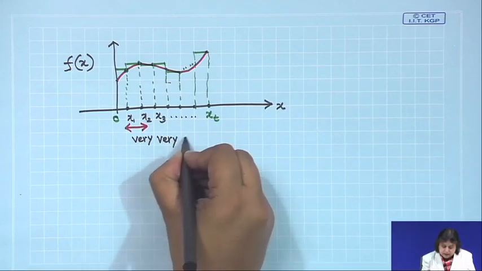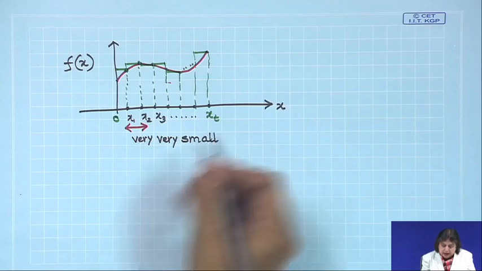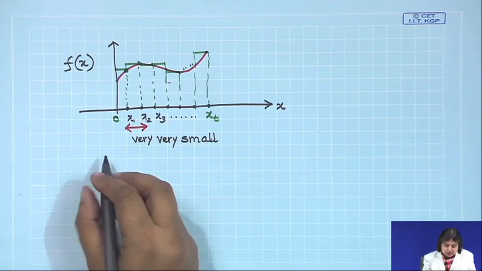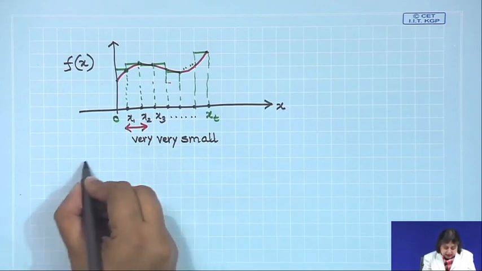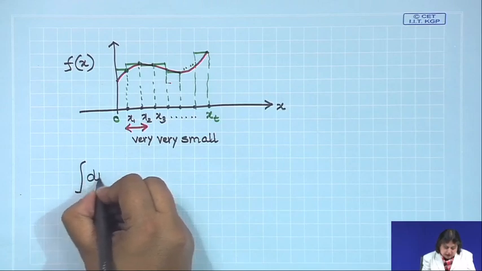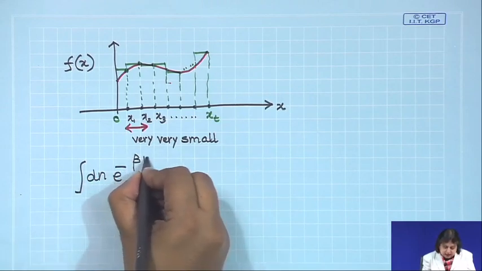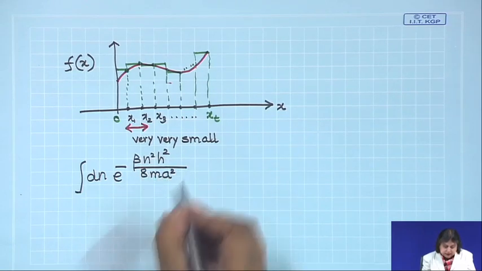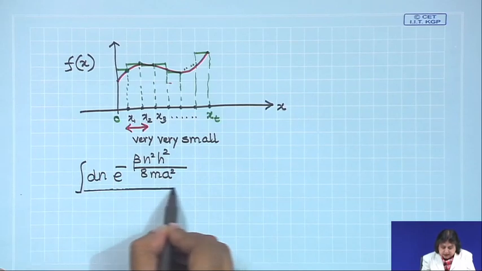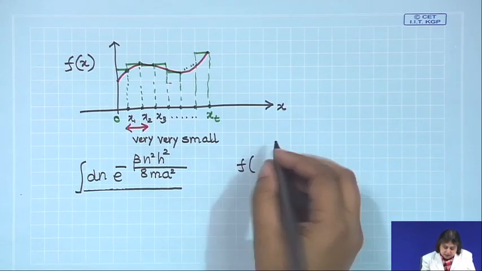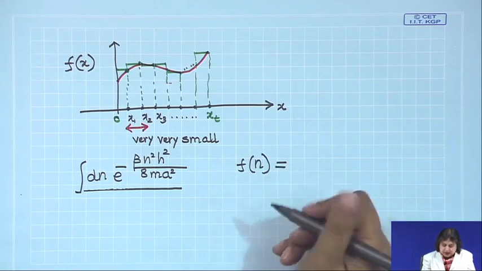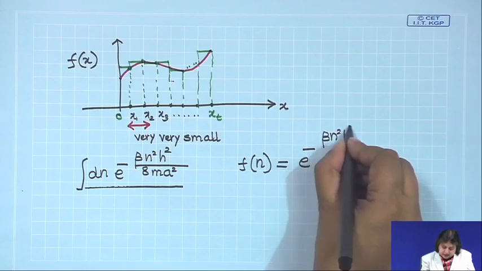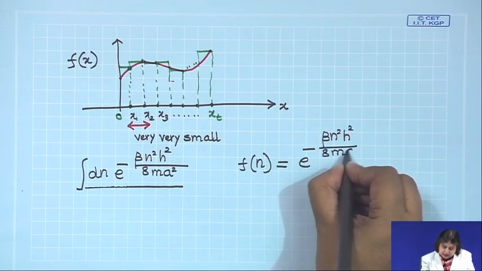Now, if you go back and look at the typical values that we are thinking of here, I am going to look for the sum over n of e to the power of minus beta n square h square divided by 8 m a square. I am going to evaluate this. So, which one is my f(x)? My f(x), or my f(n) here, is equal to e to the power of minus beta n square h square divided by 8 m a square.